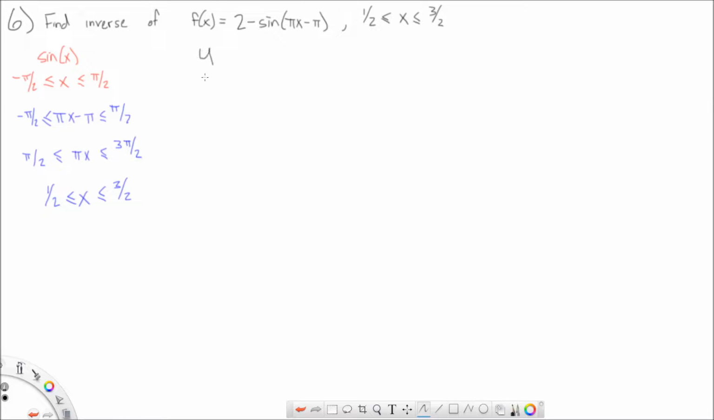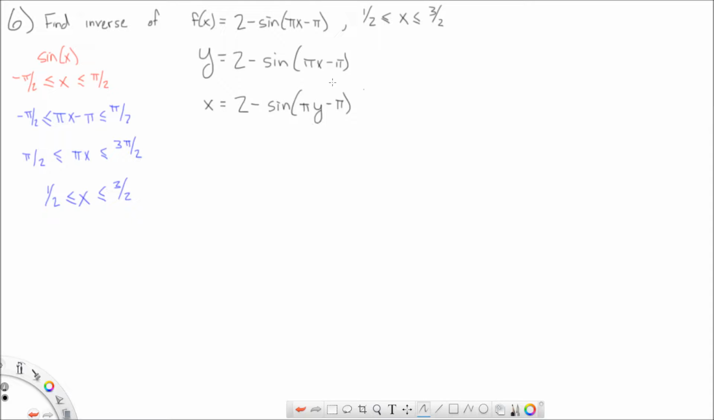So the first thing we're going to do is call this y equals 2 minus sine of pi x minus pi. And now the next thing we're going to do, we're trying to find the inverse, so we're going to switch the x's and y's. So this y here is going to be x equals 2 minus sine. Now this x inside the parentheses is going to be a y now. We have minus pi.